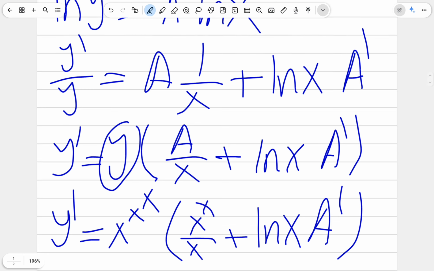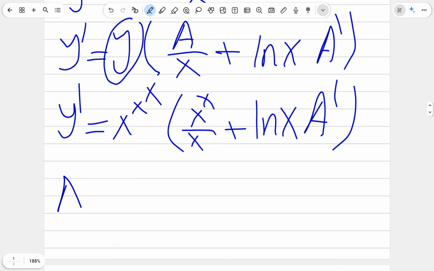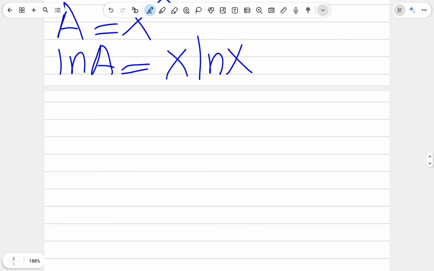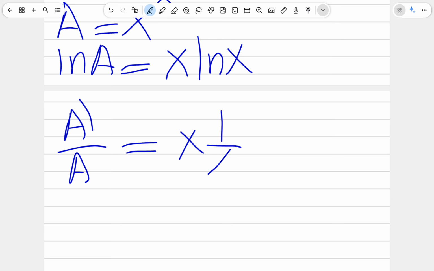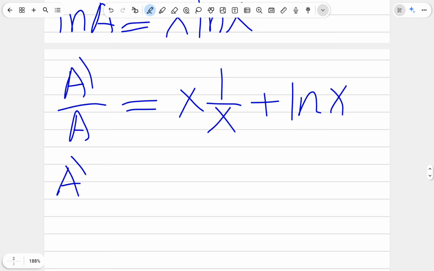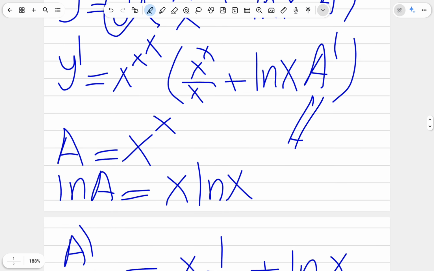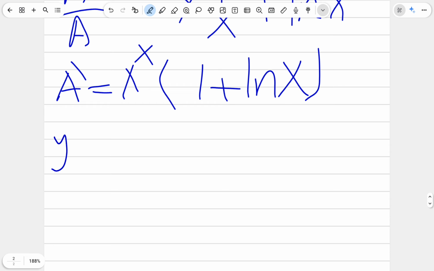We need to find a dash, so we have a equals x power x, so we will apply ln for both sides, so ln a equals x ln x. Next, we will make the derivative with respect to x, so a dash over a equals x multiplied by 1 over x plus ln x. So in the end, a dash equals a, equals x power x multiplied by 1 plus ln x. We have here a dash.